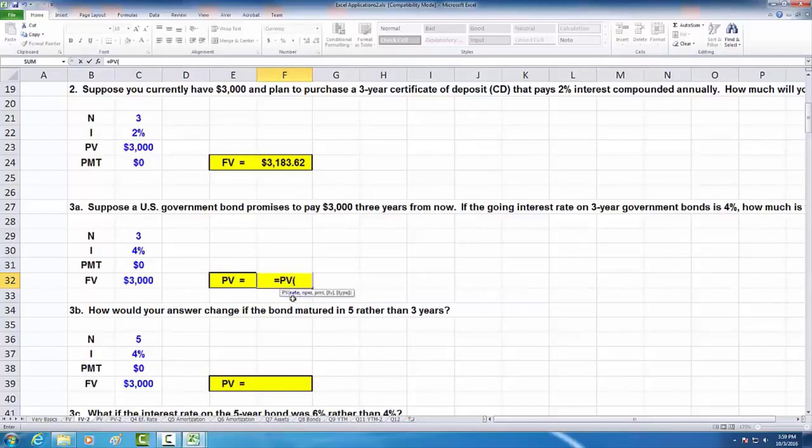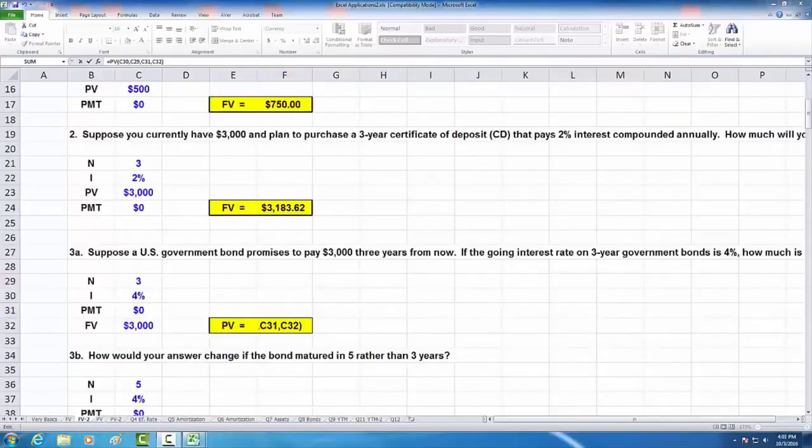And the first thing it asks you is the rate, the 4%. Number of periods, how many number of periods do we have? We have 3 periods, 3 years. And the third thing is payment again, so the US government bond does not make any payment in between, which is 0. And then the future value. The future value is $3,000 and it's here. Okay. When you hit the enter button, you have the answer.